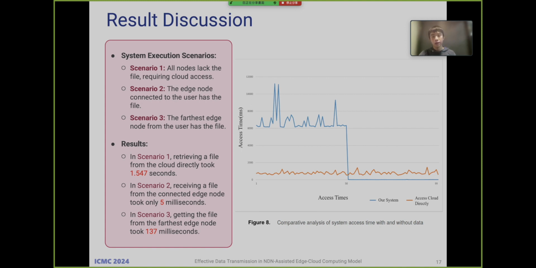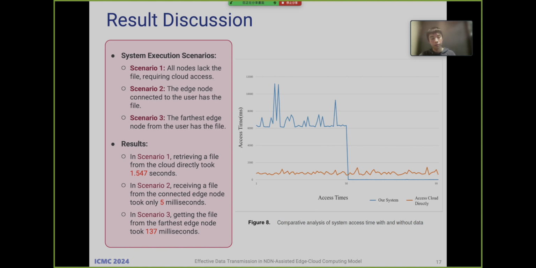And the second scenario tests the system's local data retrieval efficiency. The edge node directly connected to the user already has the requested file, and the result was impressive. The file was received from this connected edge node in just 5 milliseconds, demonstrating the speed of local data access in our model.